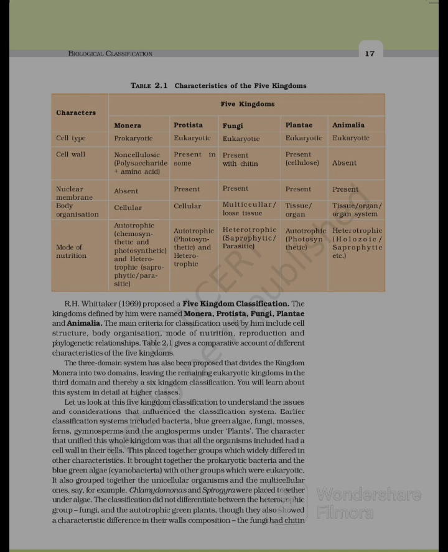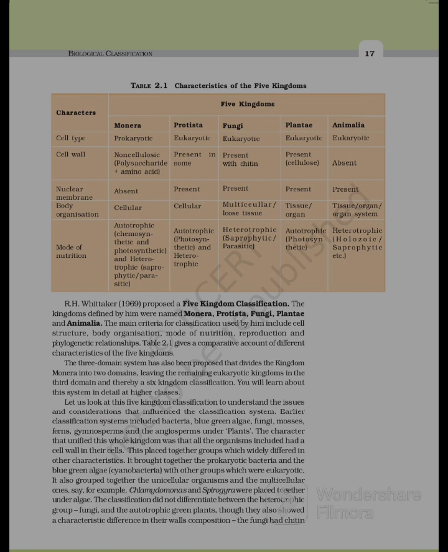Coming to the paragraph, R.H. Whittaker, 1969, proposed a five kingdom classification. The kingdoms defined by him were named Monera, Protista, Fungi, Plantae, and Animalia. The main criteria for classification used by him included cell structure, body organization, mode of nutrition, reproduction, and phylogenetic relationships.